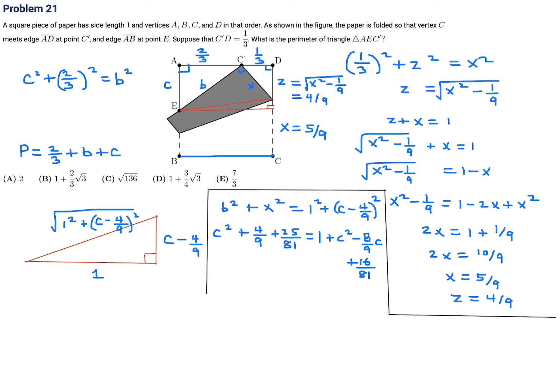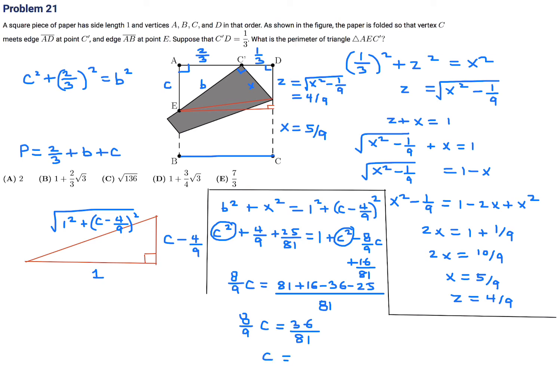The c squareds cancel from both sides. That cancels with that, so that's very good. The 8 over 9c I'll just put on one side, and then everything else is a number. So I've got to get a common denominator and add them all up. So it looks like it's going to be 81 plus 16 minus 36 minus 25. And therefore 8 over 9c is 36 over 81.